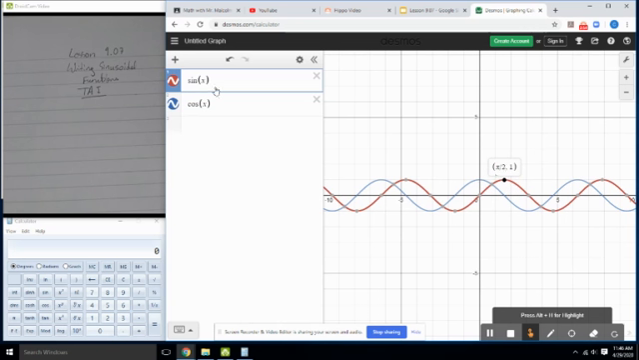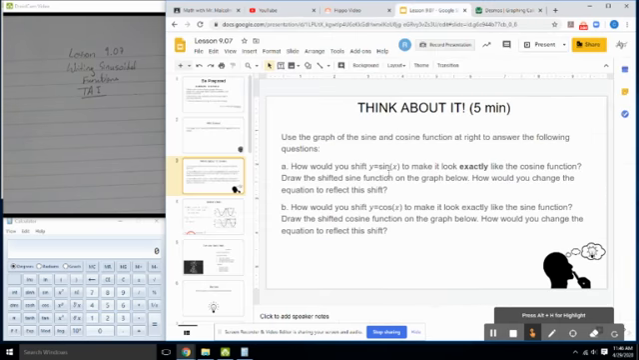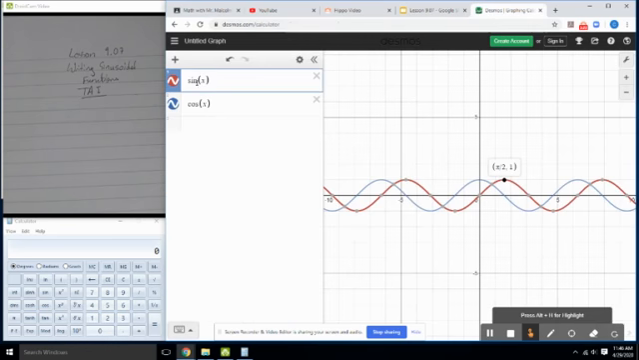Now, when we're trying to move that, which part of the function from yesterday's lesson would we use? Would we put it in for A? Would we put it in for B? Would we put it in for H? Or would we put it in for K? Think about that for a second. Okay, now if you thought that it was A, let's experiment and see.